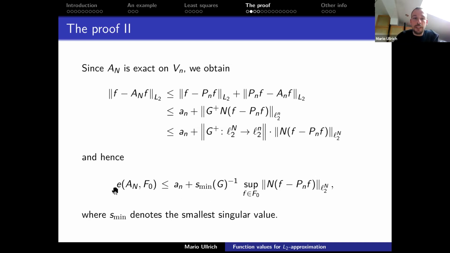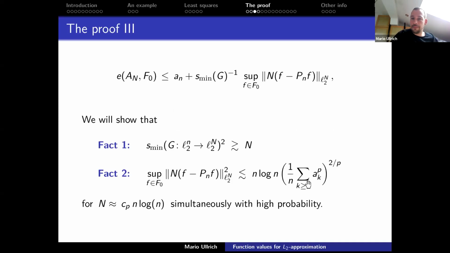Okay, so overall, the worst case error of our algorithm in the class F0 can be bounded by this quantity. The operator norm of the Moore-Penrose inverse is the inverse of the smallest singular value of G. And this is still here. Take the sup over all f and this.